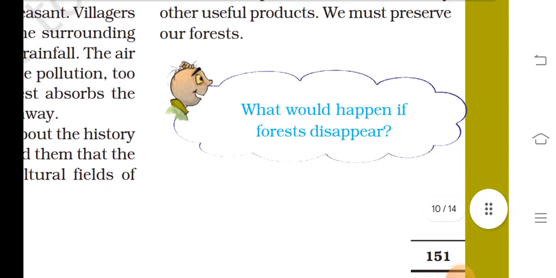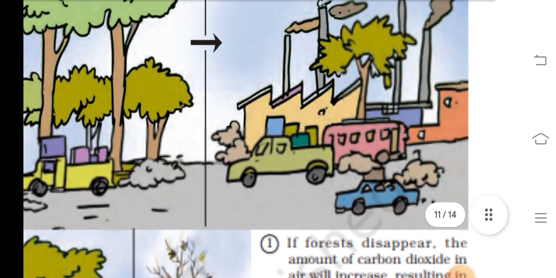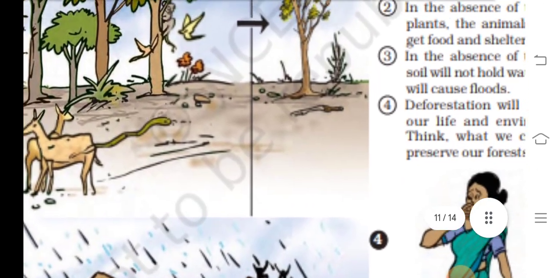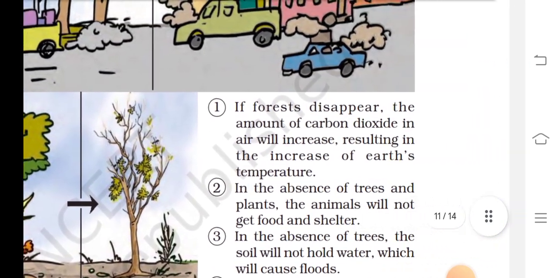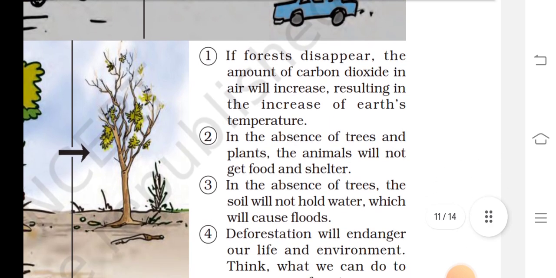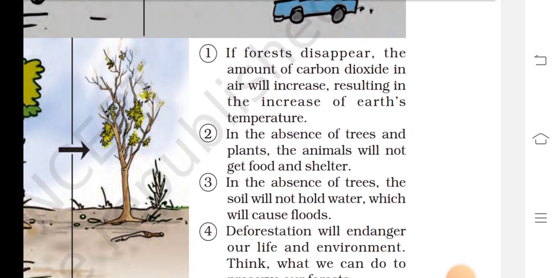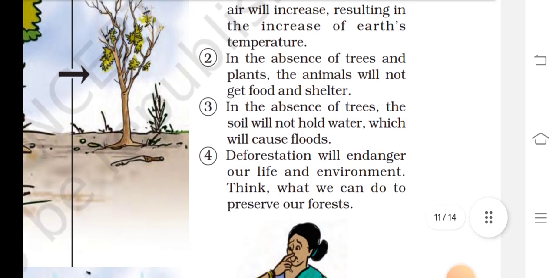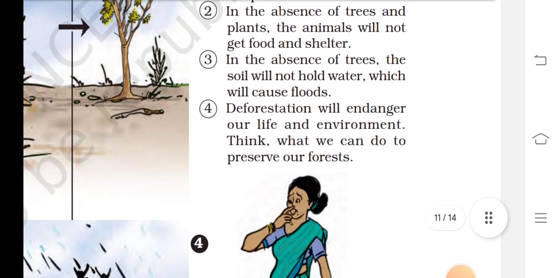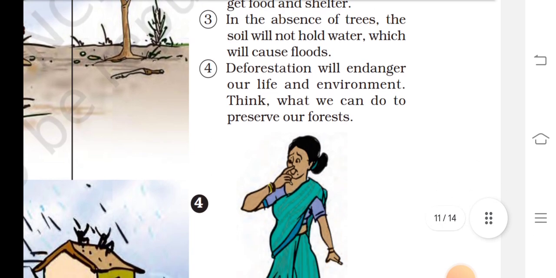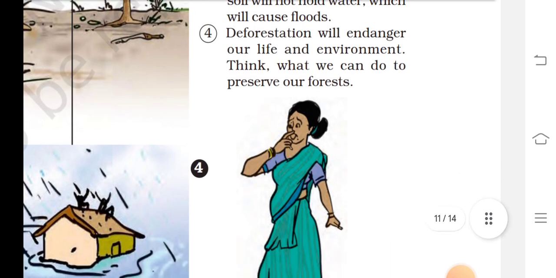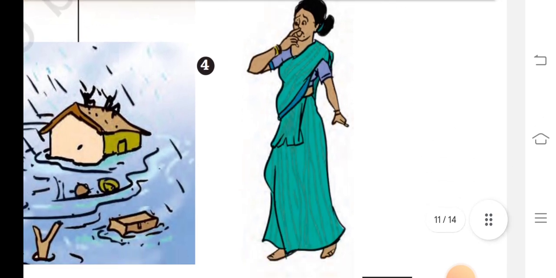What would happen if the forest disappears? If forests disappear, the amount of carbon dioxide in the air will increase, resulting in the increase of earth's temperature. In the absence of trees and plants, the animals will not get food and shelter. In the absence of trees, the soil will not hold water, which will cause floods. Deforestation will endanger our life and environment. Think what we can do to preserve our forest.